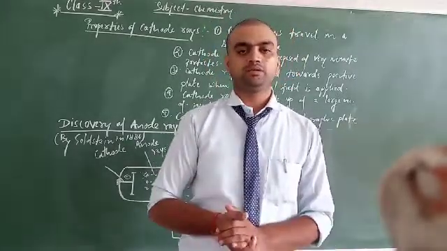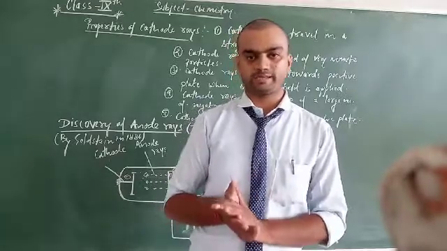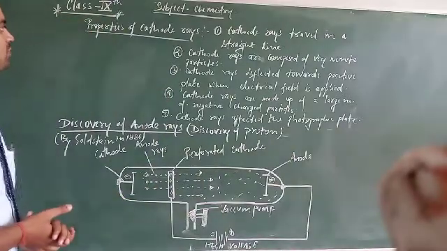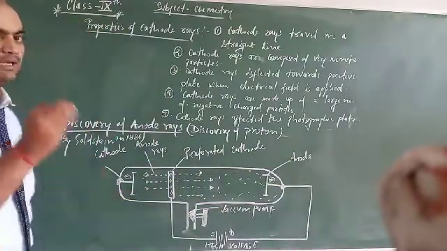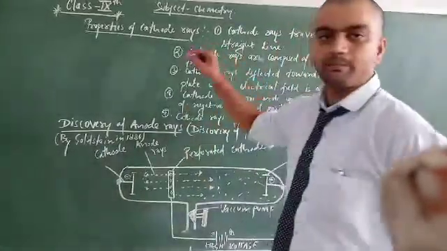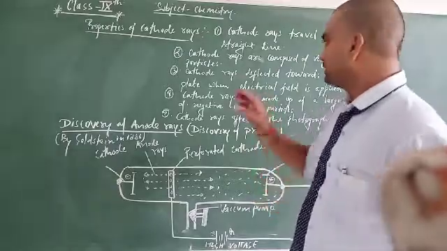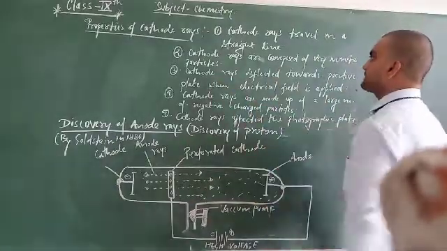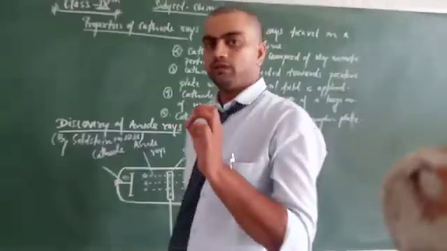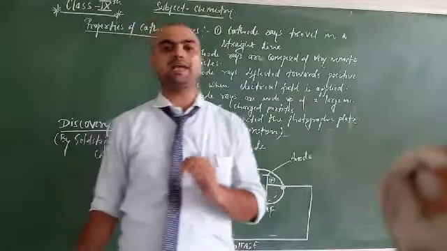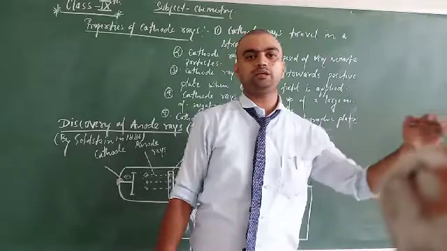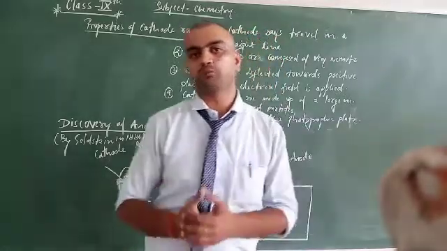So let's start. What are the properties of cathode rays? Clear? Some important properties of cathode rays are mentioned here. I will explain each property by giving a suitable experiment. So let's start. The first point is cathode rays travel in a straight line. What is the first property? Cathode rays travel in a straight line. How will you explain this point?